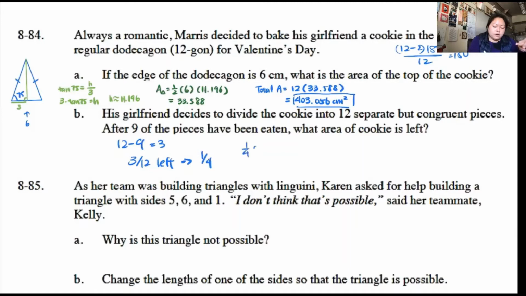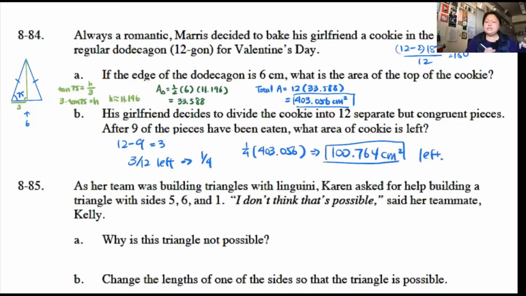So we need to take 1/4 of the original area. So 1/4 times 403.056, or in other words, take your 403.056 and divide it by 4. You will have 100.764 square centimeters left. Okay, and that would be how much cookie is left.